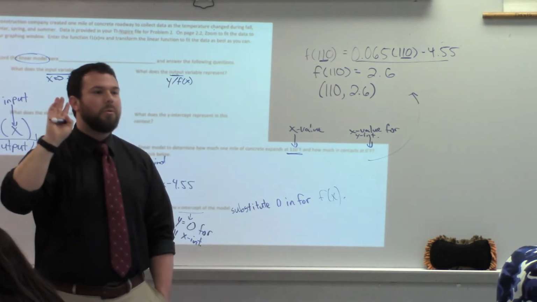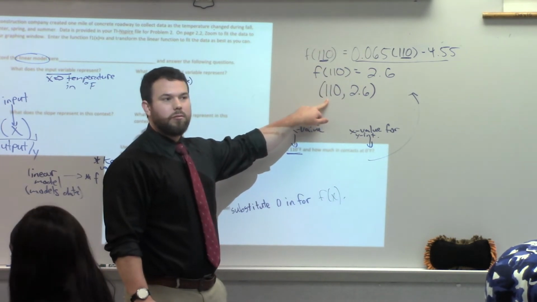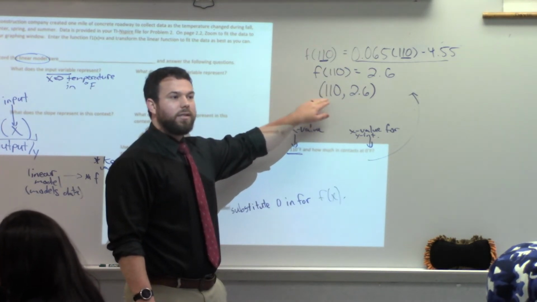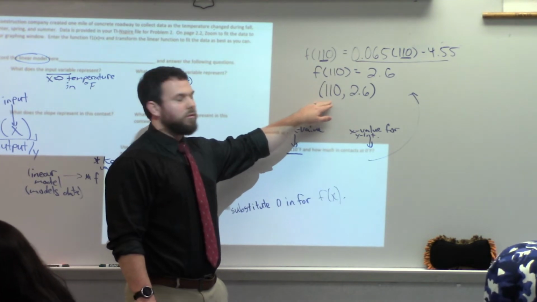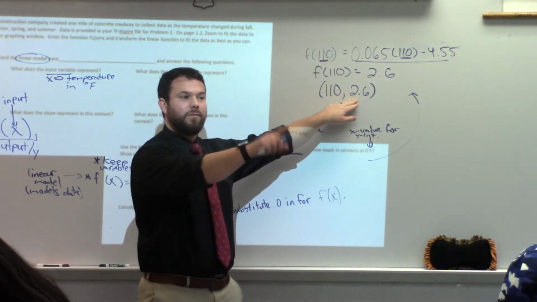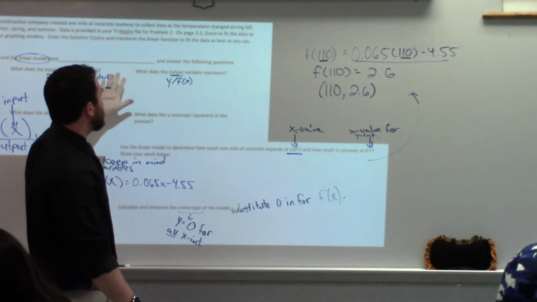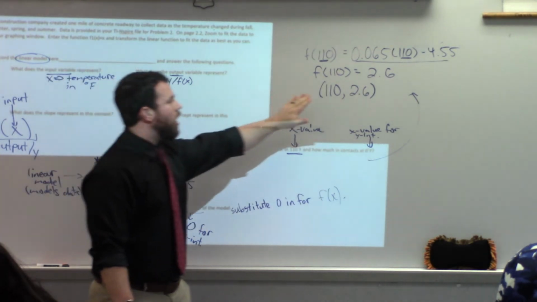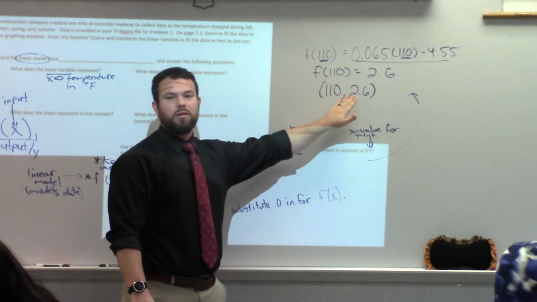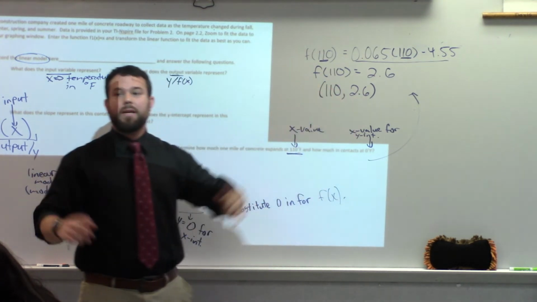So I want to point this out, right? I'm not going to write it up here because it wasn't part of the problem. But what does this point actually mean? 110 what? Degrees Fahrenheit. So at 110 degrees Fahrenheit, the concrete expands 2.6. 2.6 what? Feet. Right? There's meaning to these numbers, which is why we need to interpret the variables to start. At 110 degrees Fahrenheit, the concrete expands 2.6 feet.